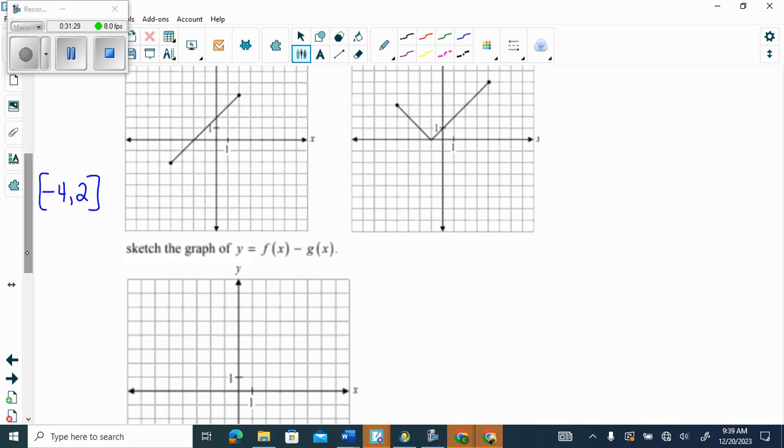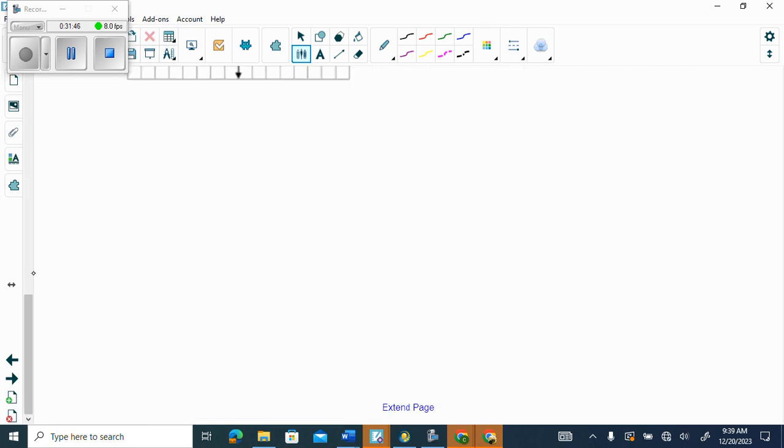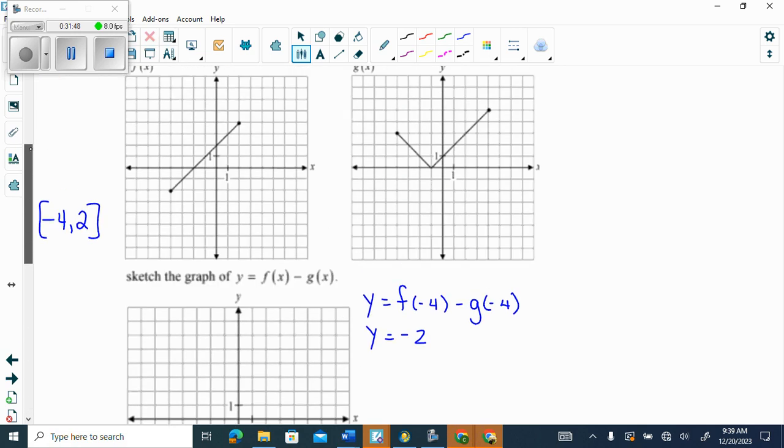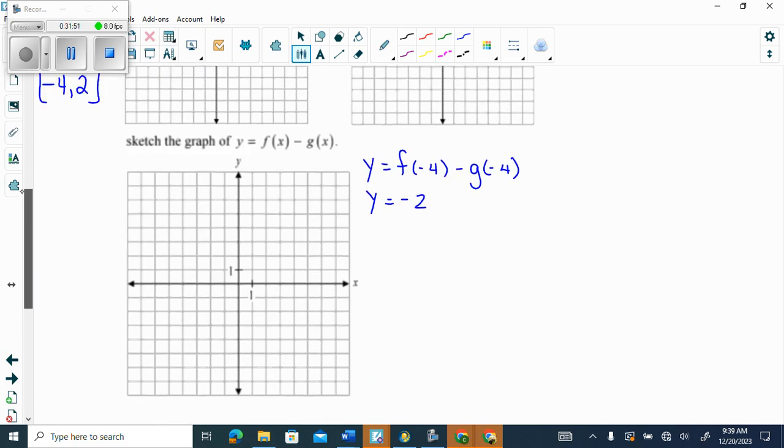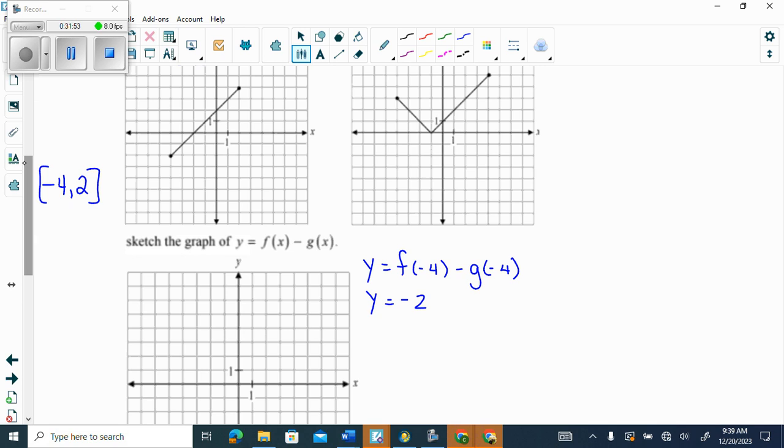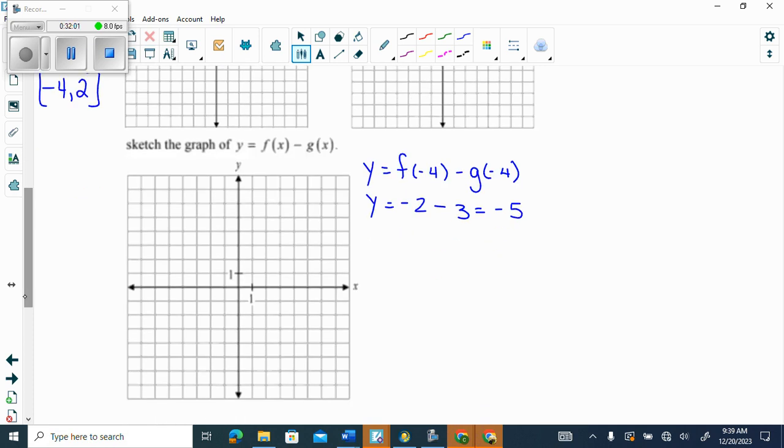So I'm going to start at -4. F of -4, that's a lie. Y equals f of -4 minus g of -4. So I get y equals -2. This is f, right? Ooh, I don't even know what I just did. Yeah, first one's f. So y equals -2 minus 3, and so I get -5. So now I'm at -4 and -5.